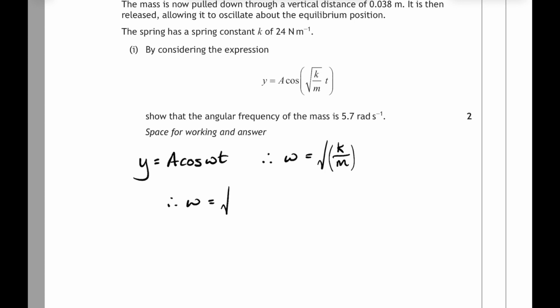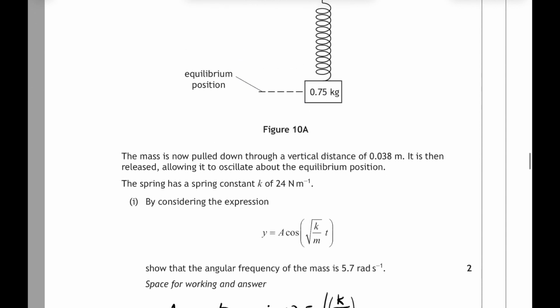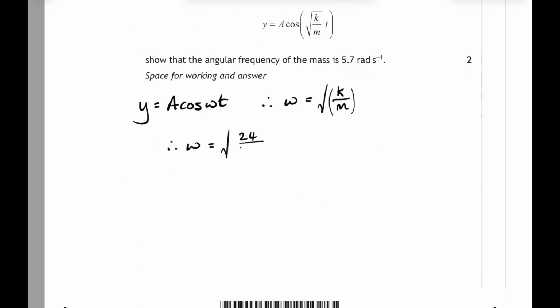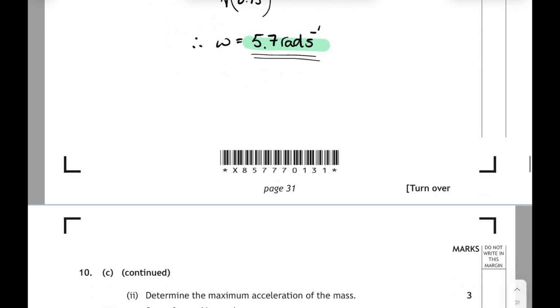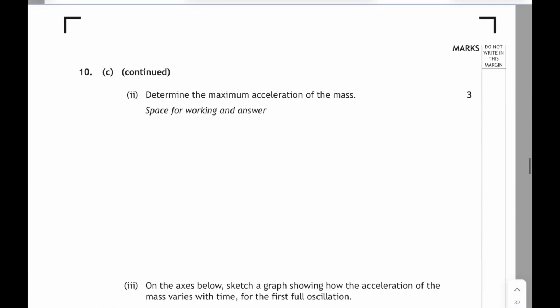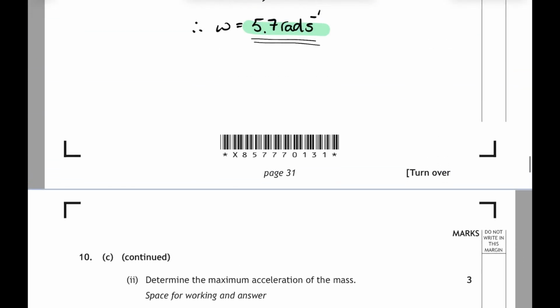So if omega equals root k over m, the spring constant is 24, and the mass from the diagram is 0.75 kilograms. If you do that on your calculator, you'll get an answer for the angular frequency. Omega equals 5.7 radians per second, and that is what we had to show. Now we're going to need that in the next part of the question, because we're going to determine the maximum acceleration of the mass. Straight to your relationship sheet, a equals minus omega squared y, and we know what omega is. We've just worked it out.